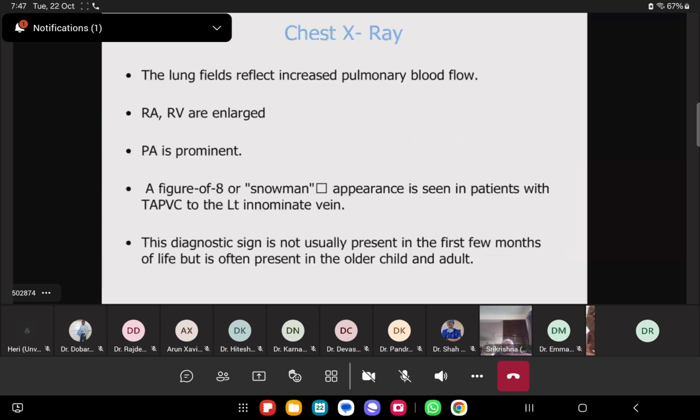Coming to the chest X-ray, the lung fields will reflect the increased pulmonary blood flow. RA and RV will be enlarged, and the PA will be prominent. A figure of 8 or snowman appearance is seen, especially in patients with TAPVC to the left innominate vein, in the case of supracardiac TAPVC. This diagnostic sign is usually not present in the first few months of life, but is seen in older children and adults, usually after 6 months of age.